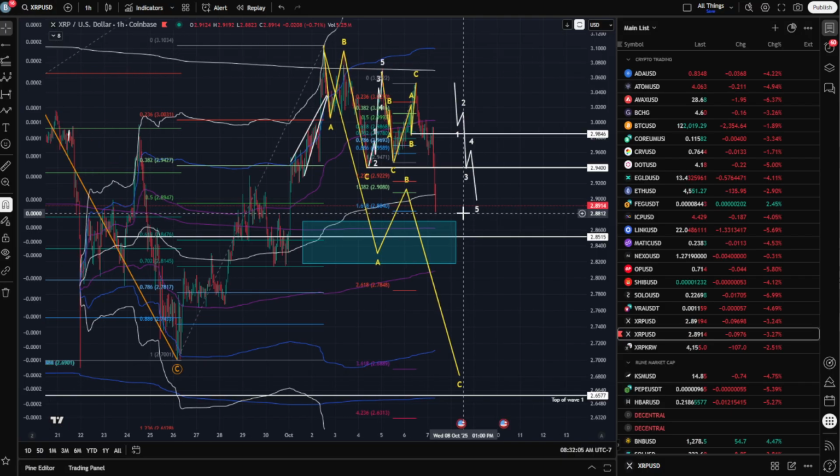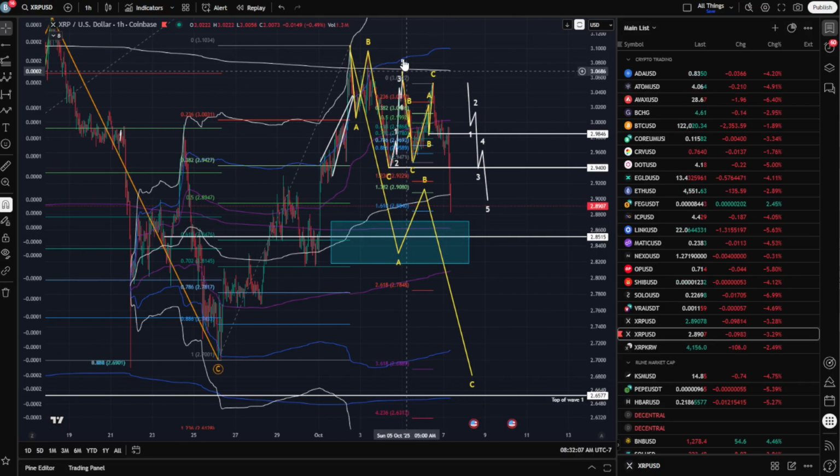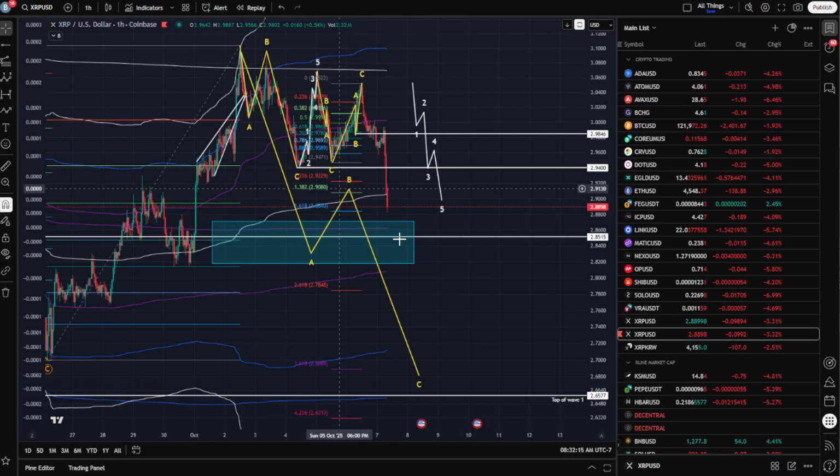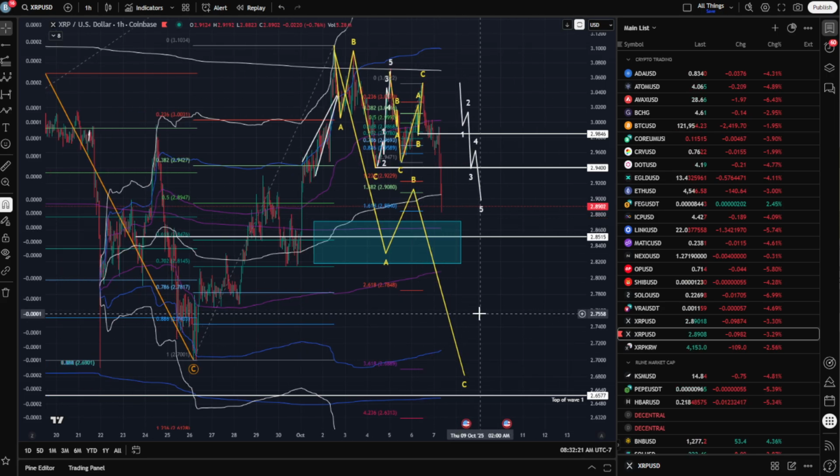Well, looking at how aggressive this move down is, I'm seeing this as a wave 1, wave 2, and this would be the beginning of our wave 3, 4, and 5. And this may, in fact, end up giving us a much lower entry down here in the 275 region, which is what we had originally planned.